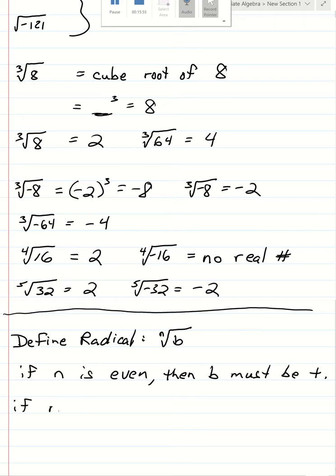If, however, the root index is odd, then the radicand can be positive or negative, as we were demonstrating here. The cube root of 64, the fifth root of a negative 32, or of a positive 32. It could be positive or negative. So we want to keep that in mind as we work through our radical number system, okay?